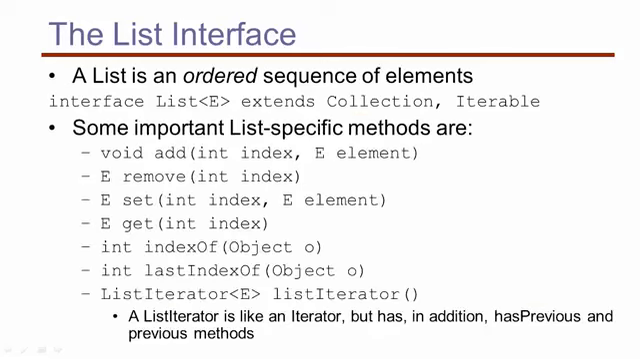Besides providing all the methods of the collection interface, the list interface also provides methods to add or remove an element at a specific index, in which case the other elements in the list will be shifted up to make room for the new element, or shifted down to fill the vacated spot. You can set or get an element at a given index. You can search the index for an object from the front or the rear of the list, and you can get a special iterator that allows you to move over the list in both directions.